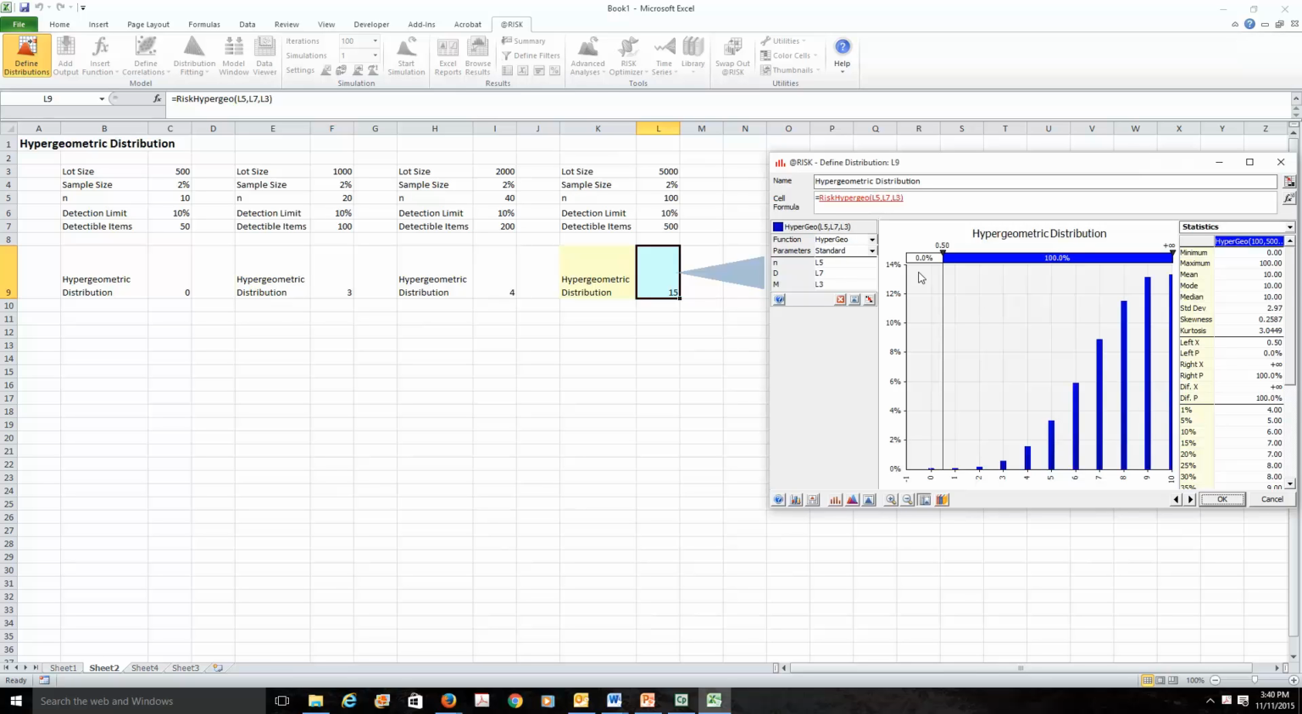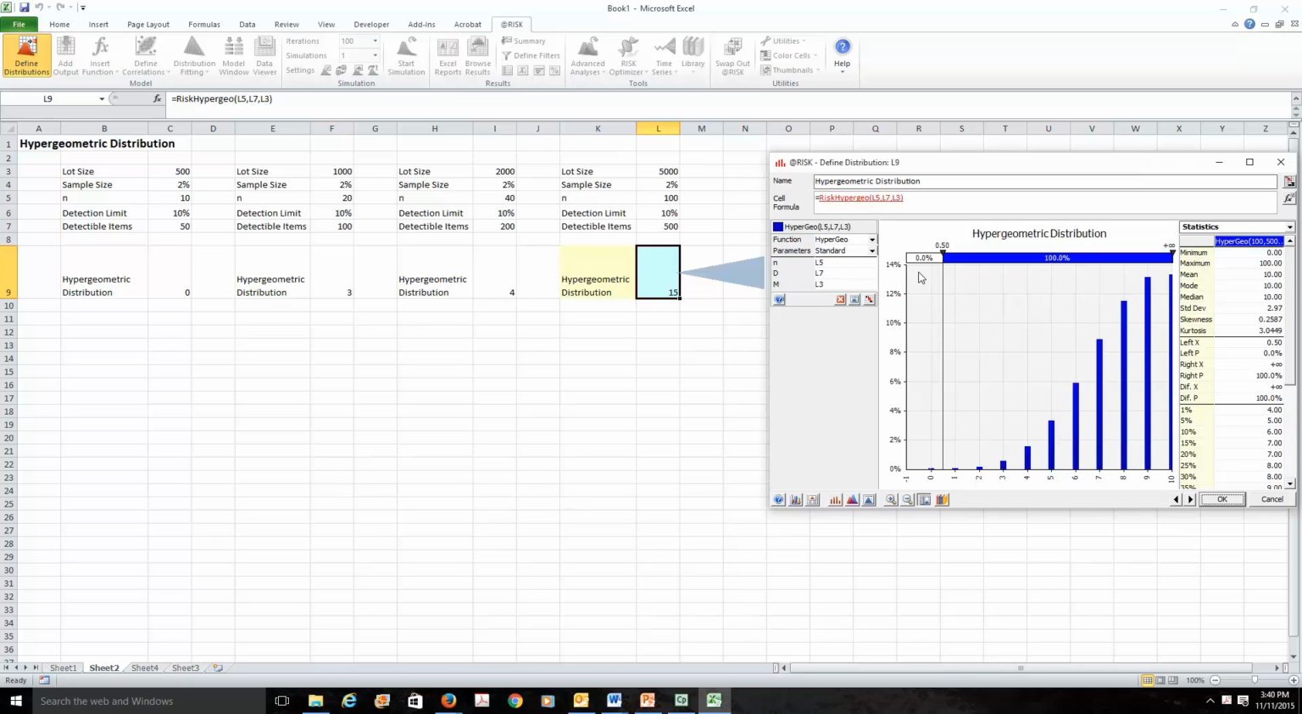So what that means is our confidence level is greater than 99% that we will meet the detection limit of 10% or less. Now what's interesting about this, and I understand this is hard to absorb, the hypergeometric distribution's use is not easy to imagine at first.